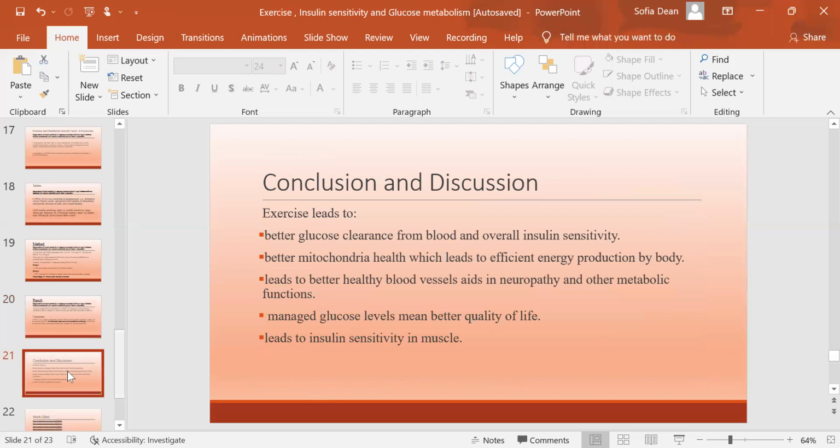Conclusion and discussion. Well, through all the research, we have come to know that exercise leads to better glucose clearance from blood and overall insulin sensitivity. Exercise leads to better mitochondrial health, which leads to efficient energy production by the body. Exercise leads to healthier blood vessels, and healthy blood vessels aid in neuropathy and other metabolic functions. Exercise leads to managed glucose level, which means better quality of life. Exercise leads to insulin sensitivity in muscles.